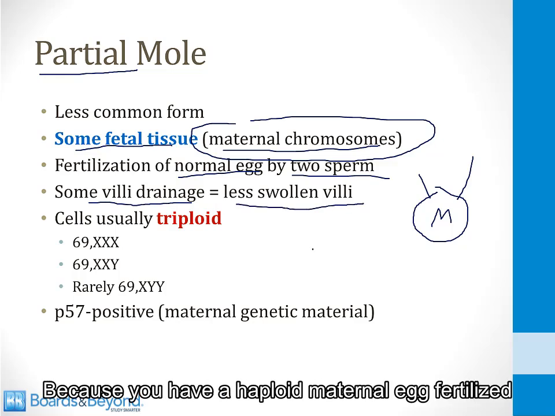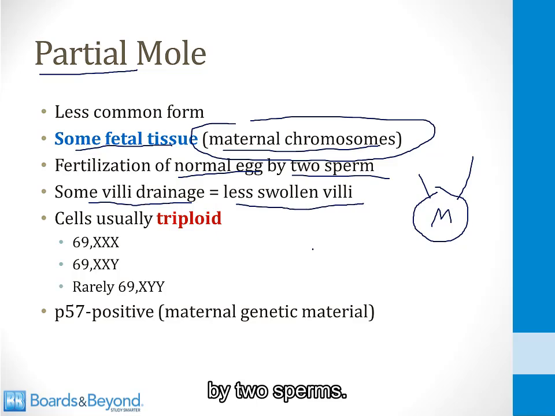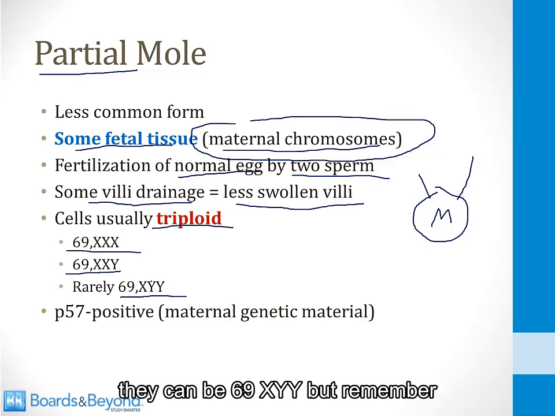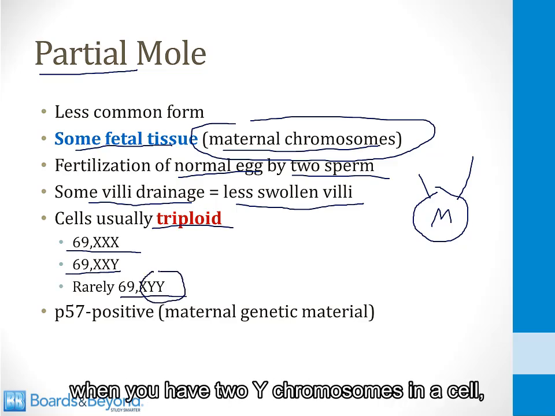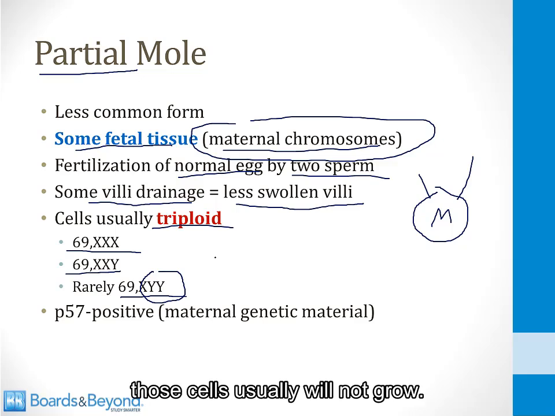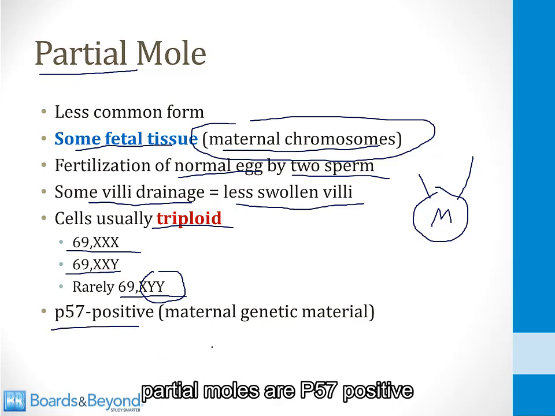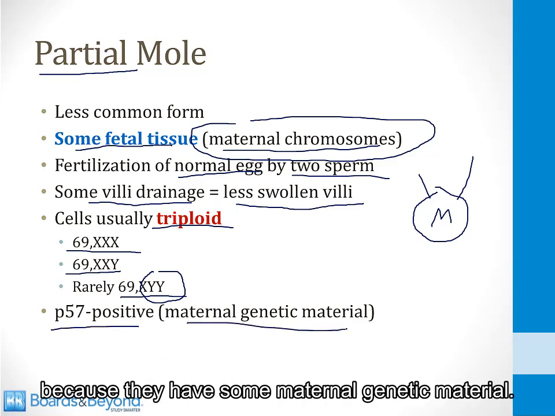Because you have a haploid maternal egg fertilized by two sperms, the cells are usually triploid, so they will be 69XX or 69XXY. Very rarely they can be 69XYY, but remember, when you have two Y chromosomes in a cell, those cells usually will not grow. And in contrast to the complete moles, partial moles are P57 positive because they have some maternal genetic material.